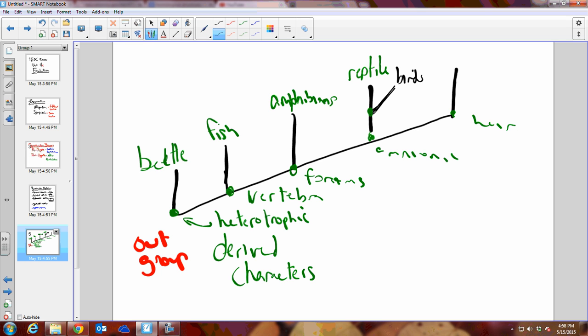So the first mammals here have a common ancestor with today's reptiles right there. All right, and so you can use these cladograms to show these sorts of relationships and evolutionary history.